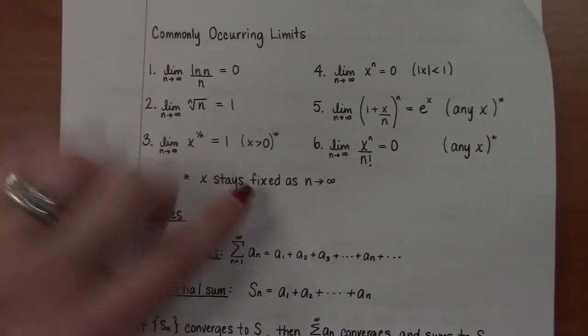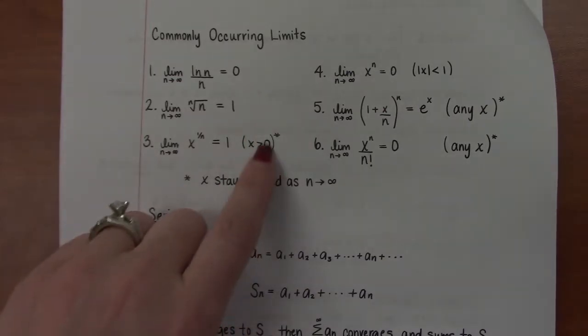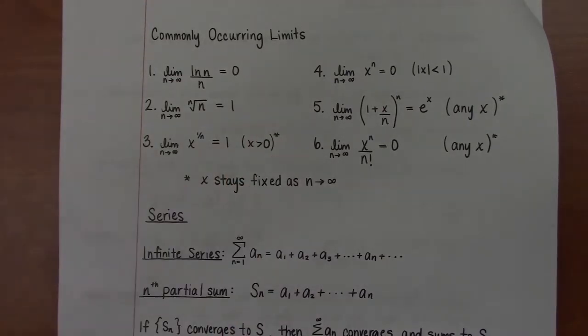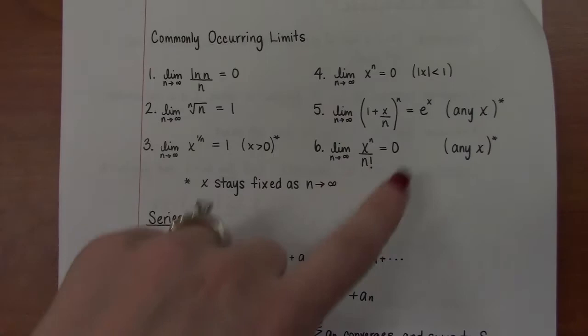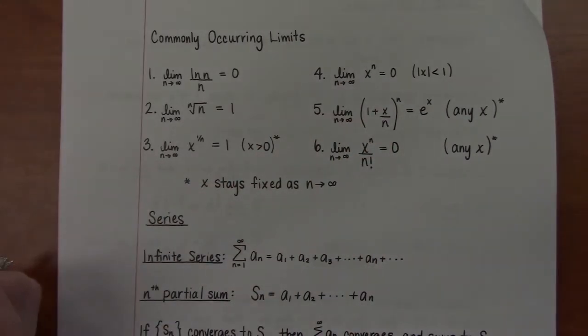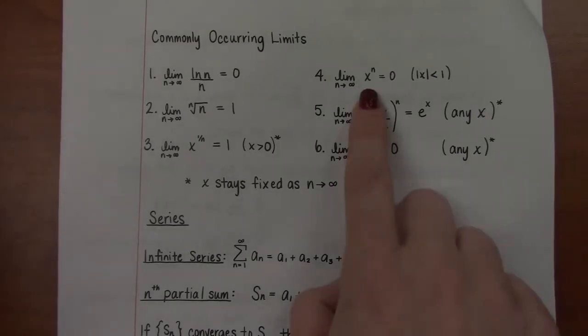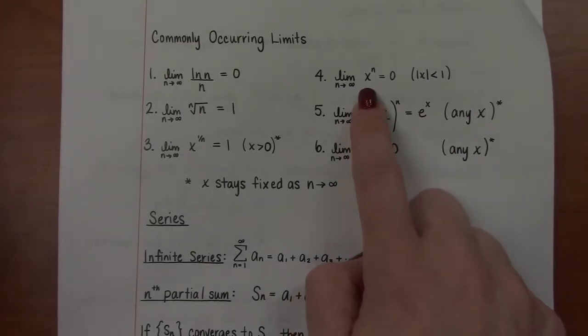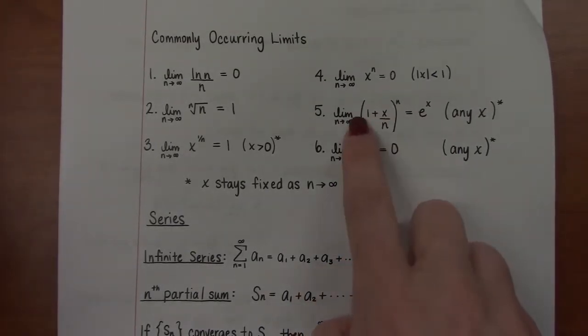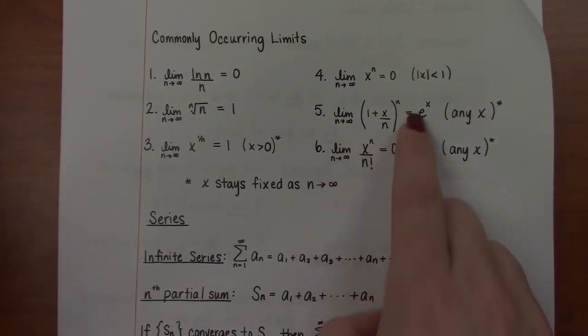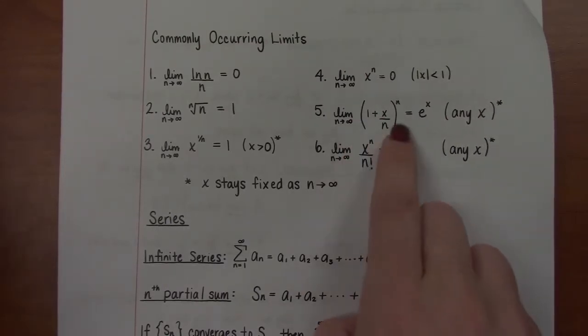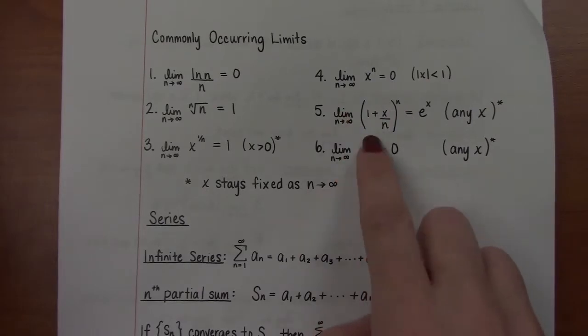Then I've got your commonly occurring limits. Whenever you see these, you're allowed to just cite them right out. Don't forget that those x's stand for constants, right? This is not power series stuff. If you have x to the n, it could be 1/2 to the n. Or if we've got this one, it could be 1 + 2 over n, and we would know that's e squared.